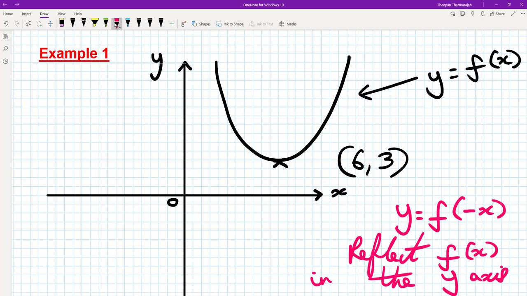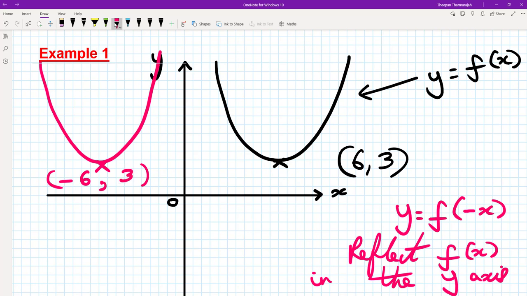So we treat the y-axis as the mirror line, and we can draw it here, and we can say at this point is the reflection of this in the y-axis. So we can see the only thing that's changed is the x-coordinate. So instead of 6, it will now become minus 6, and the y-coordinate is unchanged, which is 3. And that will be the graph of y equals f of minus x.